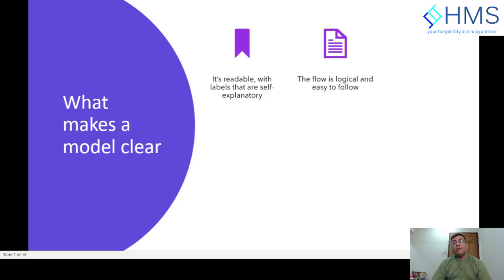Then the next is the flow should be logical and easy to follow. You should be able to follow the logical steps, going from the price to the quantity to the revenue to the expenses to the profit, right? You are not going to make a profit first and then show the revenue and then show the expenses. That's not a flow, correct? So the flow is logical and is easy to follow.